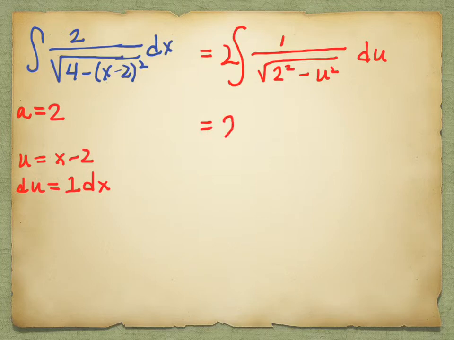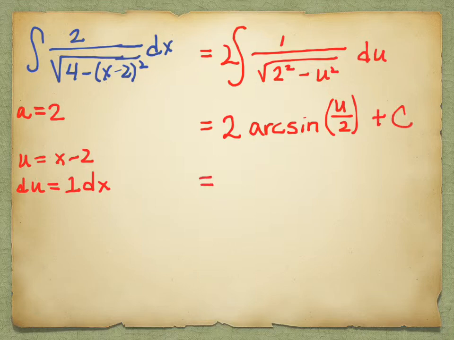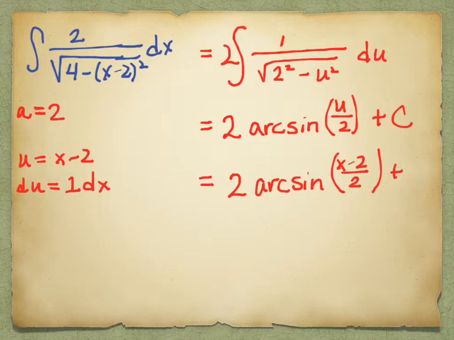So I'm going to put my 2 down from the outside. And my antiderivative of 1 over the square root of some stuff here is actually which trig function? Arc sine, which we identified before. Arc sine of u over 2 plus c. Thank you. There's a 2 here. There's an arc sine still present. And then what I really need is that u to be x minus 2, over the 2, plus the c.